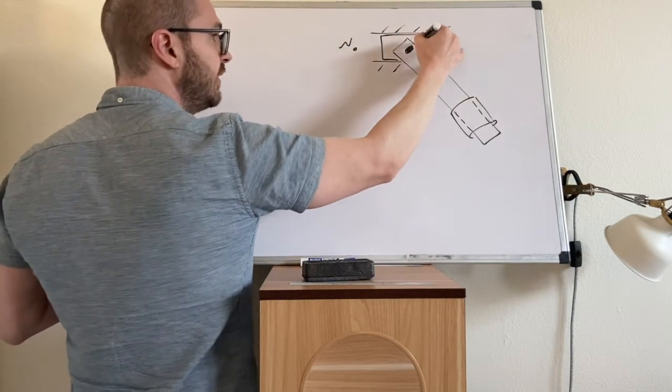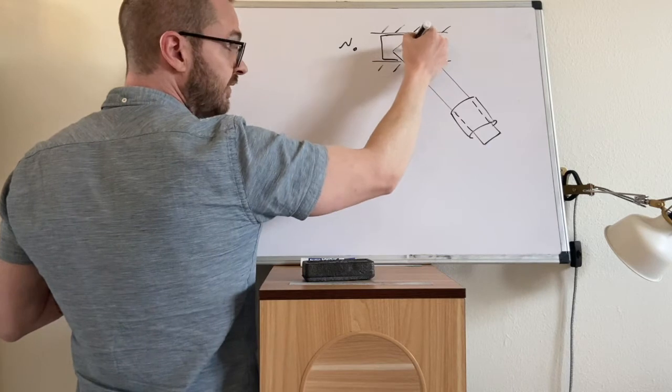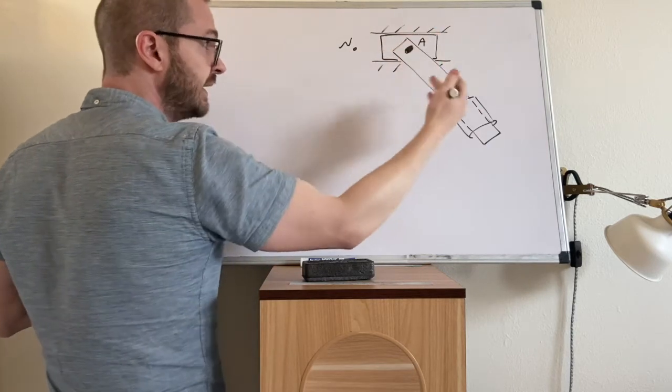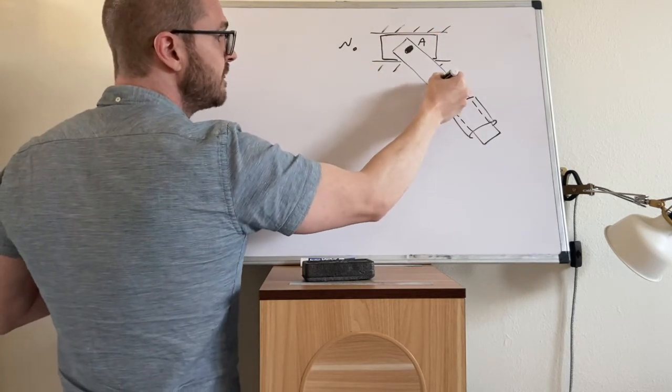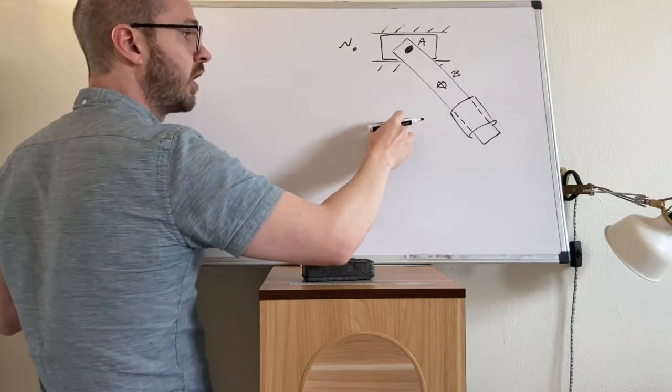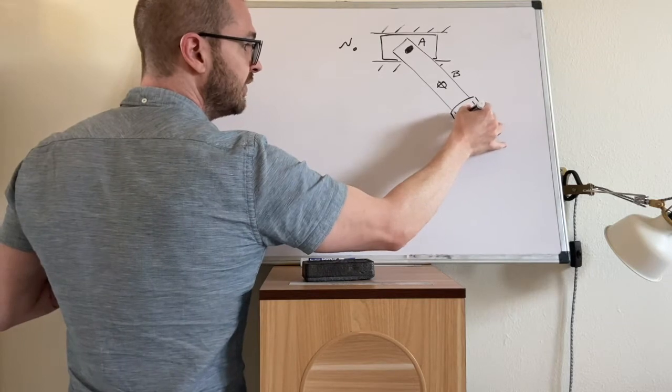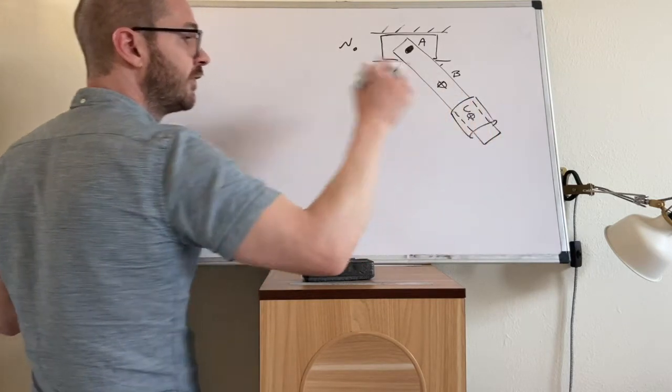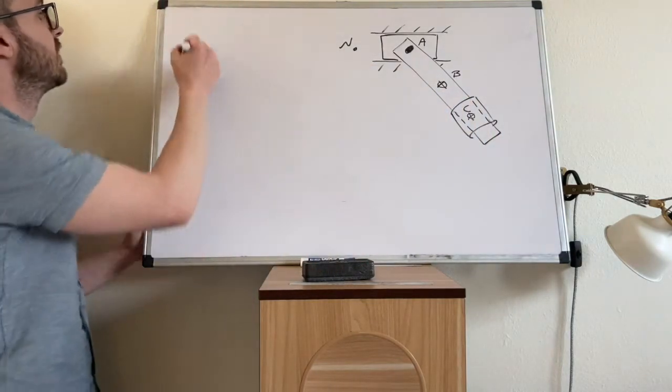Let's put points in. Point A is the center of mass of the block, and just to make it easy, that's also the pin joint. The center of mass of the pendulum, of this rod, is going to be point B, and then there is a center of mass C for the collar.